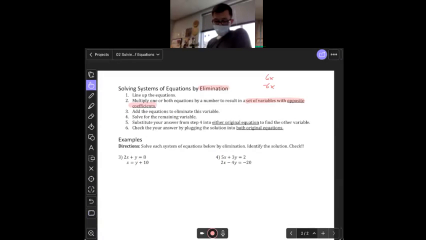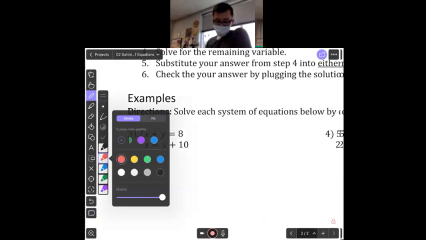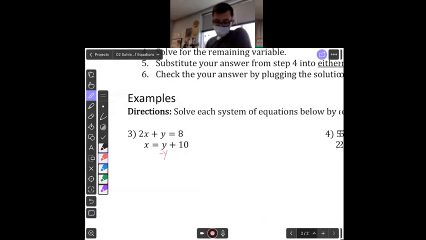So the first thing I need to do is fix that second equation in number 3. That's going to bring that y over. So x minus y equals 10, and 2x plus y equals 8.